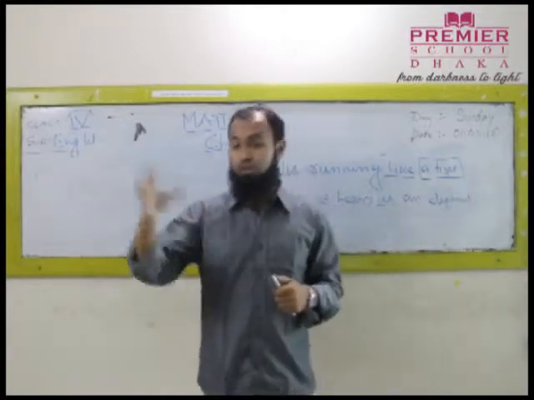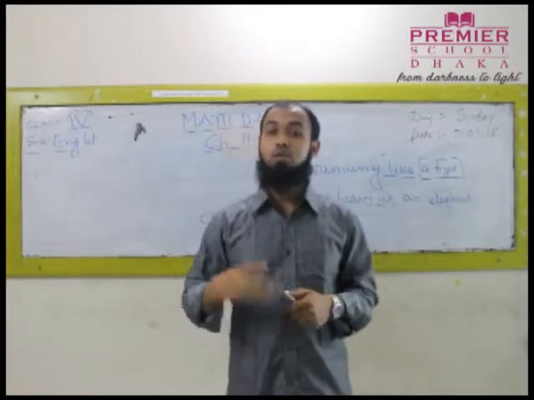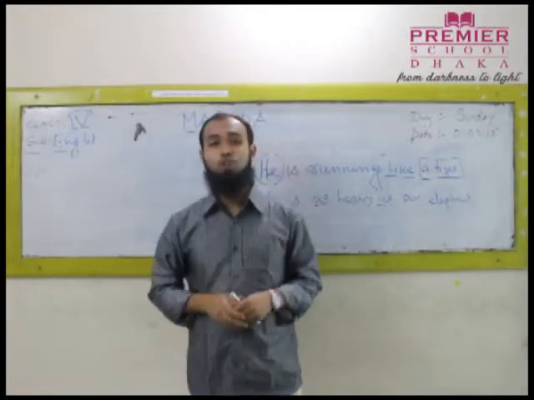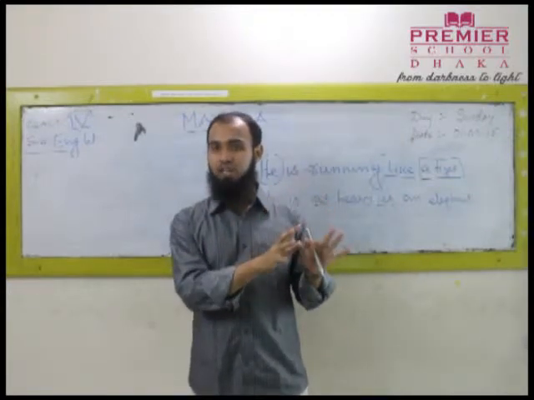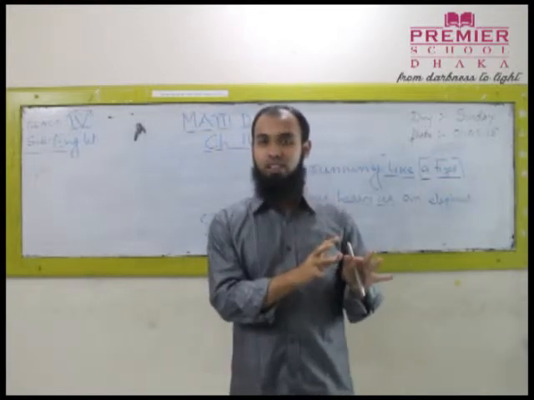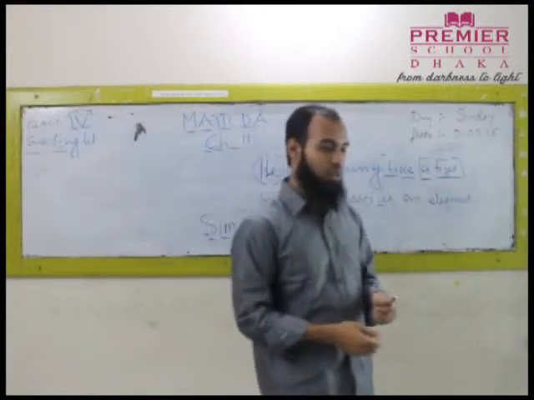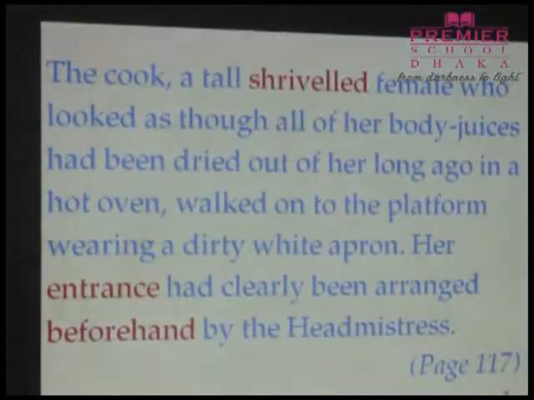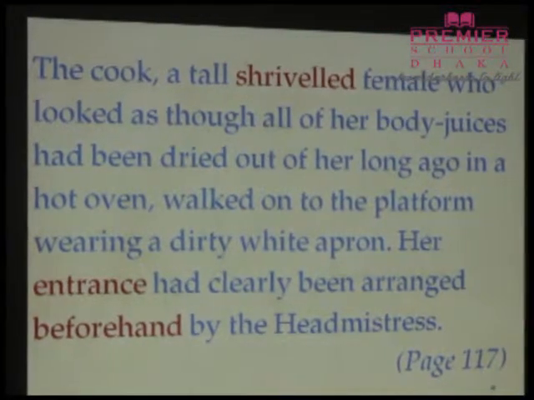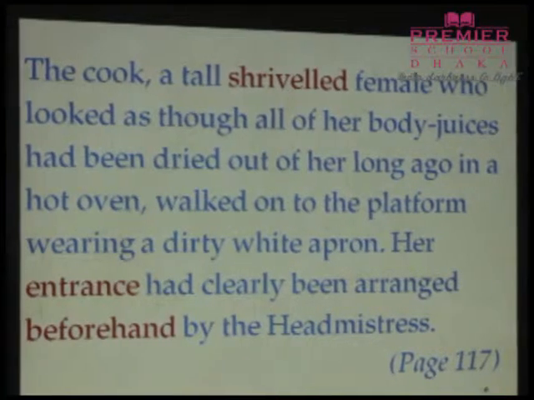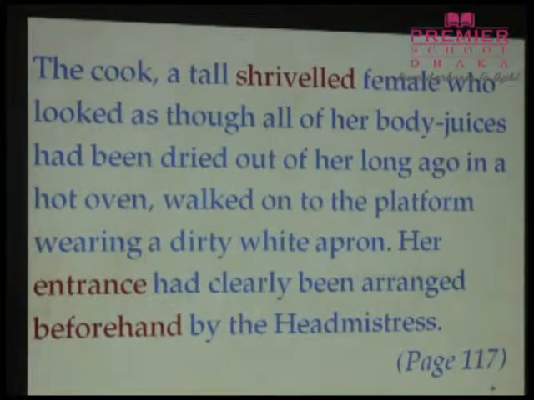So then the Trunchbull called out the cook. And if you read the description of the cook, you will be sure that the cake was not hygienic. The cake was unhealthy. There was something wrong with the cake. Look at the description of the cook. The cook, a tall, shriveled female. Shriveled means very weak and thin. She was a tall, very weak and thin female who looked as though all of her body juices had been dried out of her long ago in a hot oven.